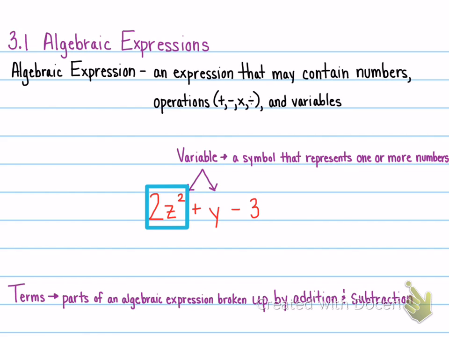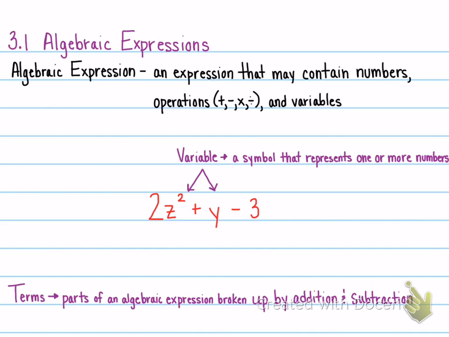Even though the 2 and the z squared are multiplied together, that is one term because it's not separated by addition or subtraction. The next one would be positive y because it's a plus y, so it's a positive y. And then the next one would be negative 3 because it's minus 3, so we have a negative 3. So this specific algebraic expression has 3 terms. We're going to talk more specifically about each of the terms now.